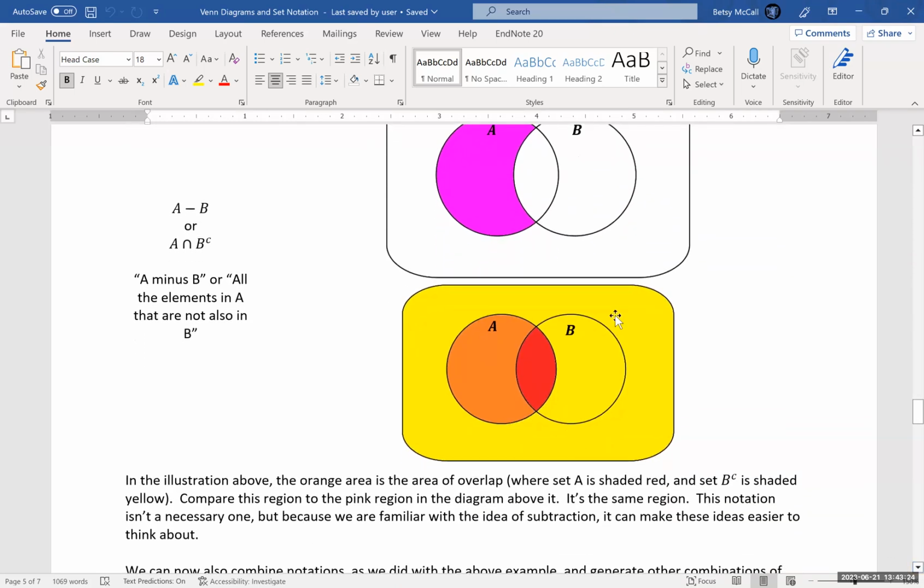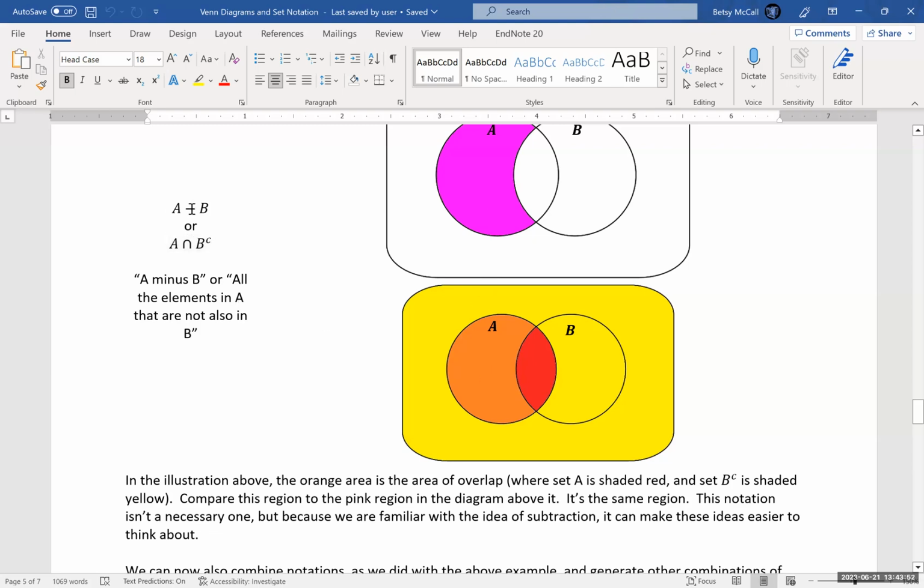Now, this yellow region is the complement of B, right? So again, that would include things that are in A, but not B. So that's yellow. And then the things that are in A, I made red. And so where yellow and red overlap, you get orange. And so the orange is, again, that intersection, the overlap, that's where you get A minus B.